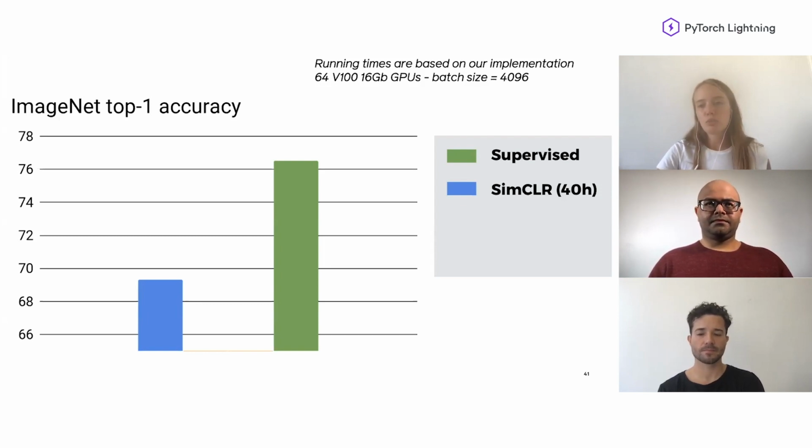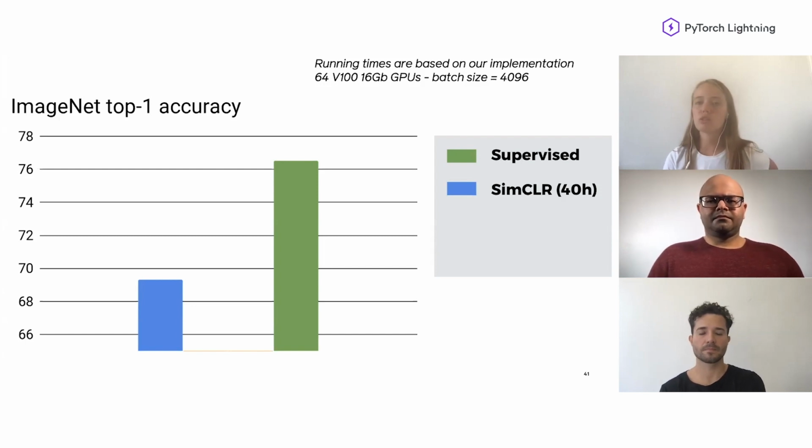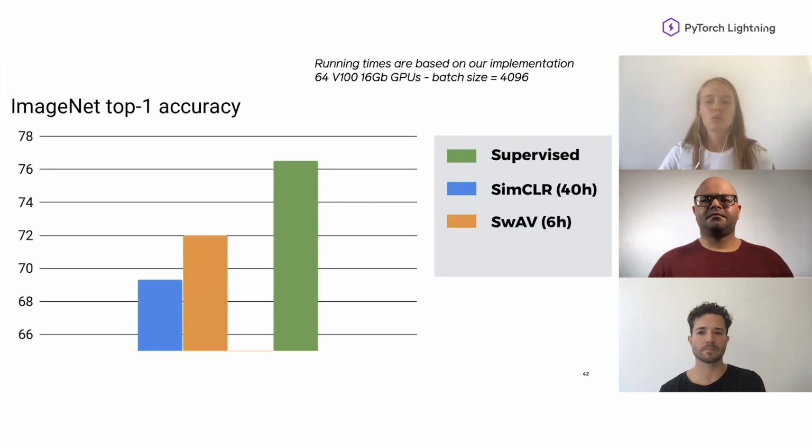In green, it's the performance of supervised training on ImageNet. And in blue, it's the performance of SimCLR after 1000 epochs of training, which lasts 40 hours based on our implementation, on 64 GPUs. And we see that SwAV converges much faster because we reach better performance after only 100 epochs, which lasts 6 hours of training.